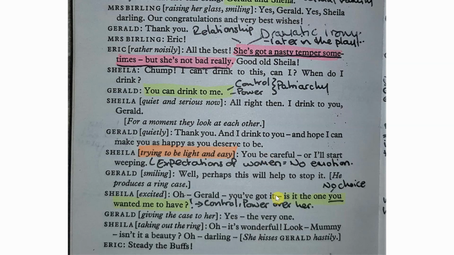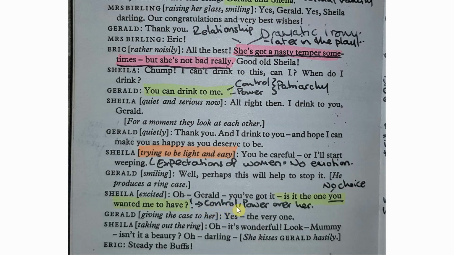This also is a key quotation. Note this down. When being presented with the wedding ring, Sheila says, "Is it the one you wanted me to have?" Now think about this. Sheila wasn't allowed to choose her own wedding ring. Gerald gave her the ring that he wanted her to have, indicating that she didn't really have any choice in the matter. And this is very strange, because typically a man would try and find out the ring that a woman wants to have and buy her the ring that she wants to have, rather than giving her the one that he wants her to have.